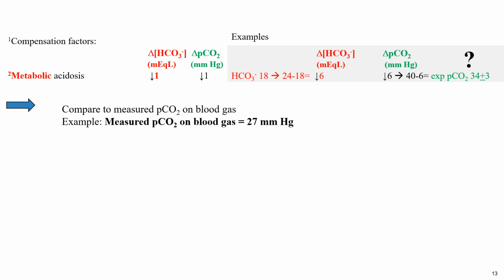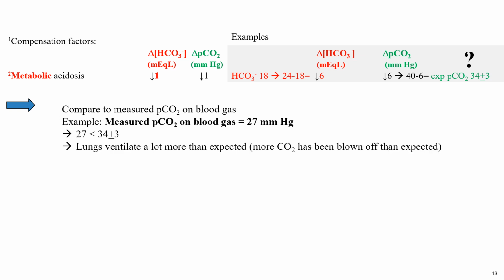What if the measured PCO2 is 27 in this example? 27 is lower than our expected value of 34 plus or minus 3. We can deduce that the lungs ventilate a lot more than expected because more CO2 has been blown off than expected. This means, for whatever reason, there is also a concurrent respiratory alkalosis. By comparing an actual measured value to an expected value, we can spot the presence of an additional acid-base process when the actual value does not match with the expected value.